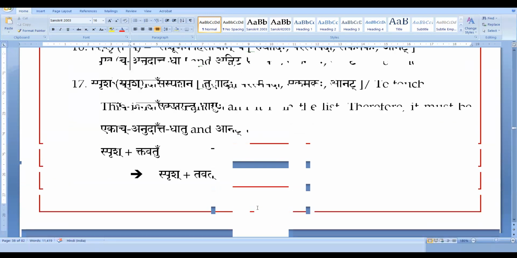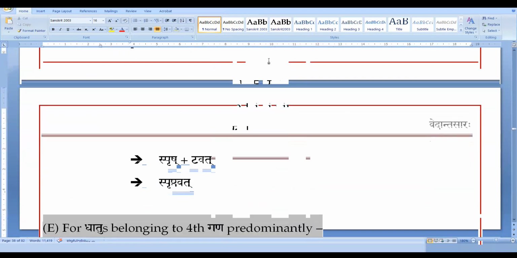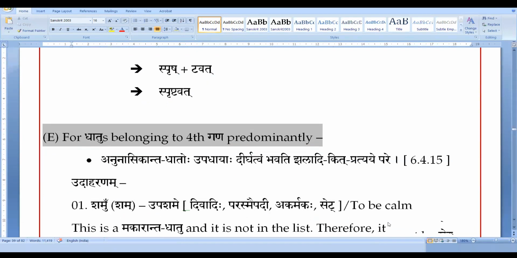Then sprish dhatu. Sprish dhatu, which gana is this? Sprishati. Generally, we make the mistake of saying sparshati. It is not sparshati, it's sprishati. It doesn't undergo angakarya. Why? Because it is followed by sha only, not shap, because Rudadigana, right? So sprishati. Shakaranta dhatu in the list, therefore it must be ekachanudata dhatu. Therefore sprishtavat, shatvam followed by shtutvam. So this category is done.